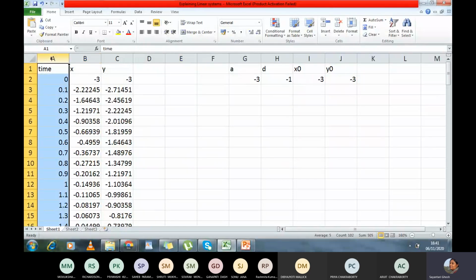So let us plot x versus time. Time will be on my x-axis and my x variable will be on the y-axis. I'm trying to see how the time evolution occurs. Let me plot it.